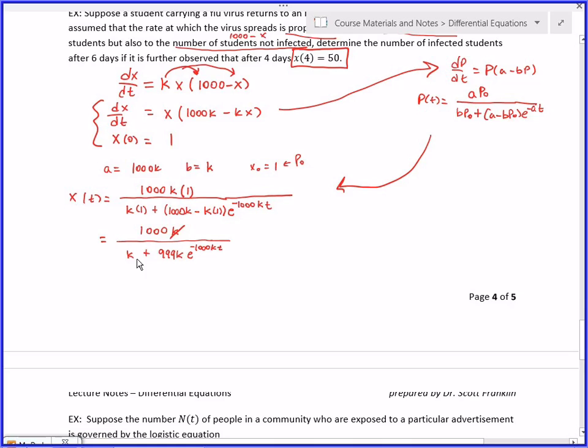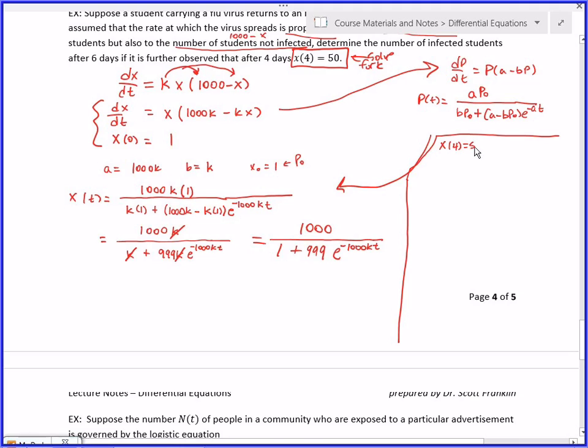Oh, and I can do this, right? So I actually just have 1,000 divided by 1 plus 999 e to the minus 1,000kt. And I'm running out of space. But that's my x of t, but I still don't have enough to be able to answer the question, so I'm going to use this to solve for k. So x of 4 equals 50. So how do I use that? 50 equals 1,000 over 1 plus 999 e to the negative 1,000k times 4, yeah.